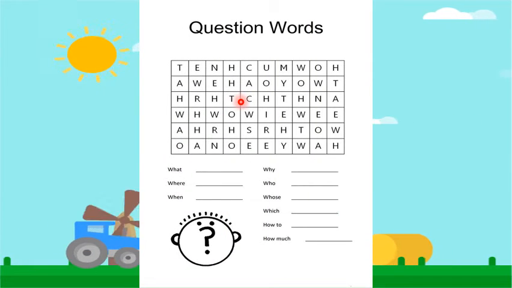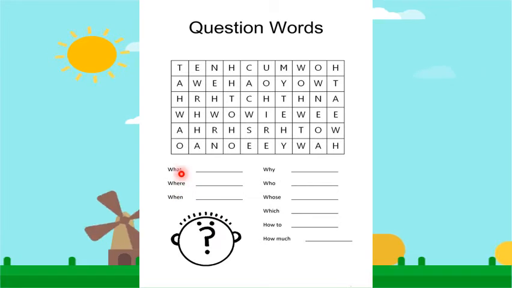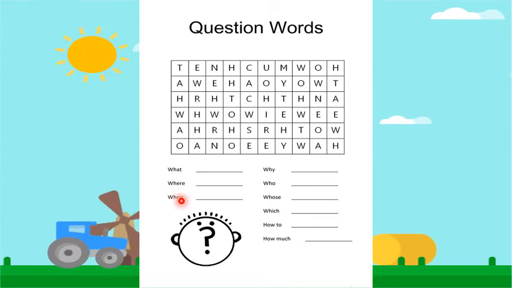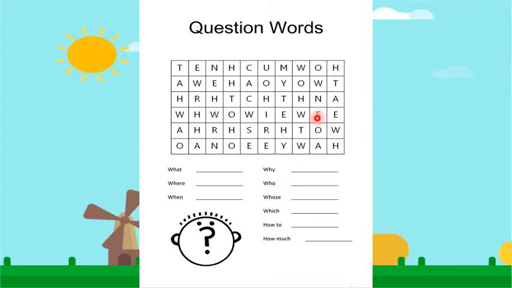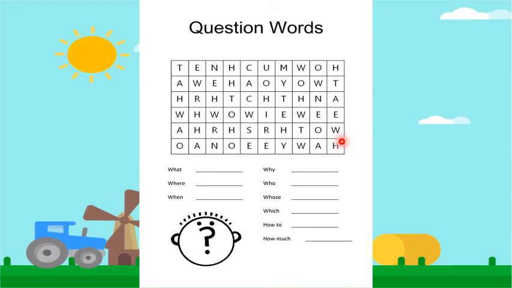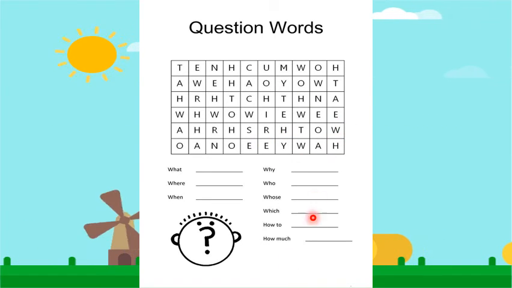And this one, word search. Cikgu nak awak cari perkataan what, where, when, why. Dia ada kat sini, dia boleh naik ke atas, turun ke bawah. Awak cari, lepas tu awak tanda.